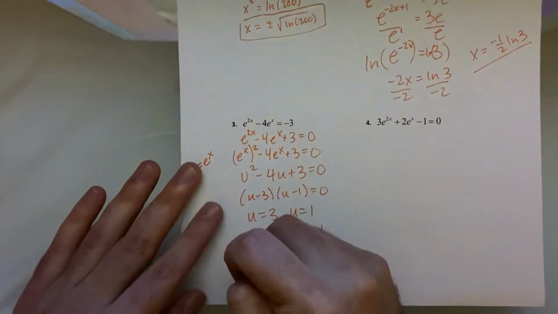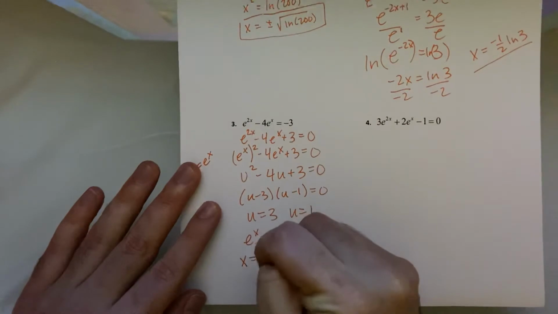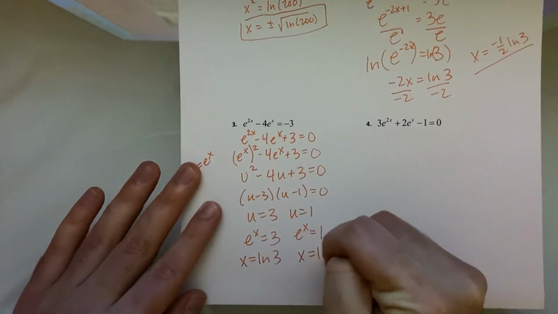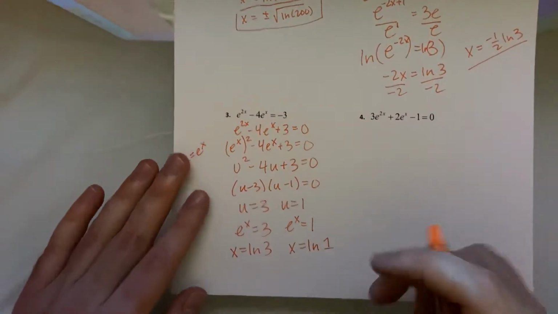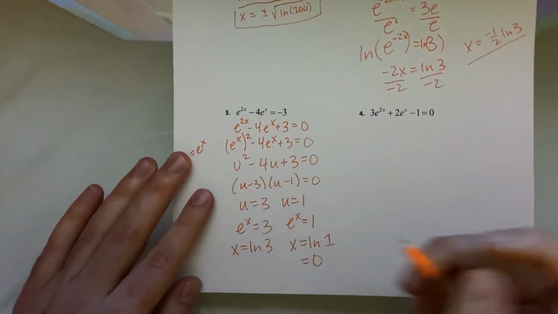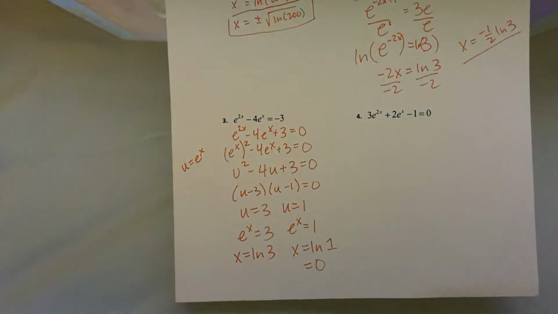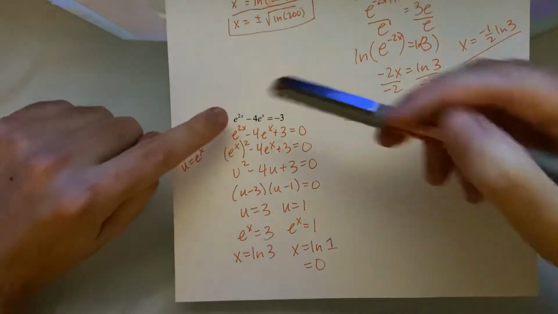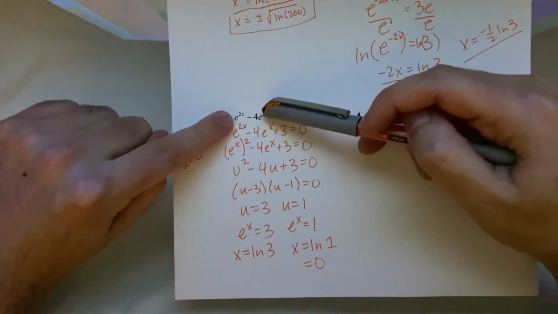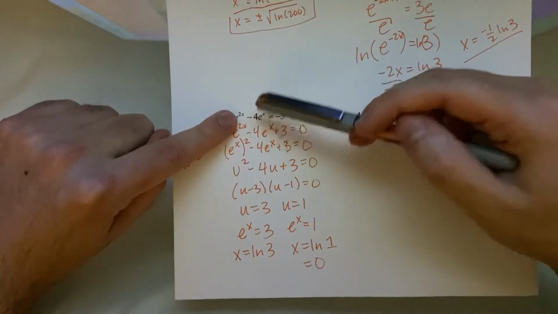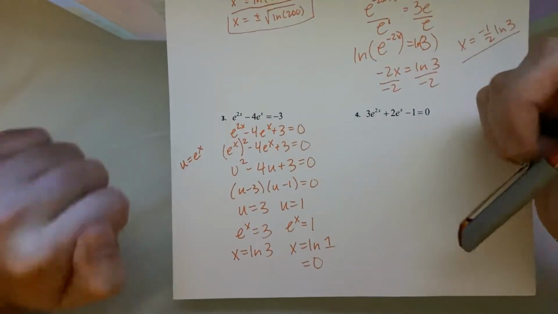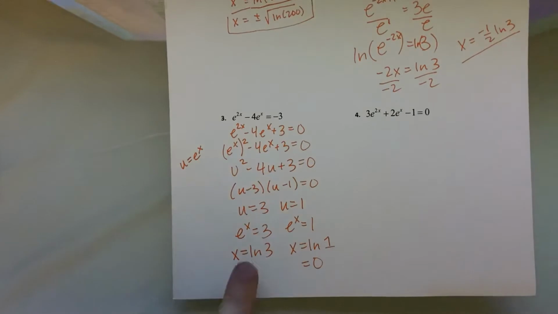Okay, take the ln of both sides, and we get x equals the ln of 3, or x equals the ln of 1. Now, any logarithm of 1 is 0, so we have our two answers, the ln of 3 and 0. We can plug them back in to make sure it works. Anything to the 0 power is 1, so 1 minus 4 is negative 3. That works.